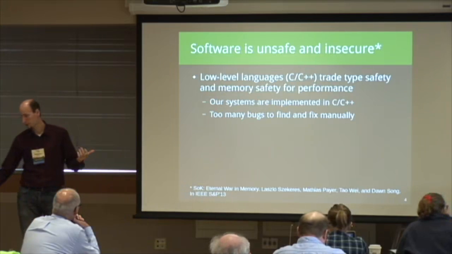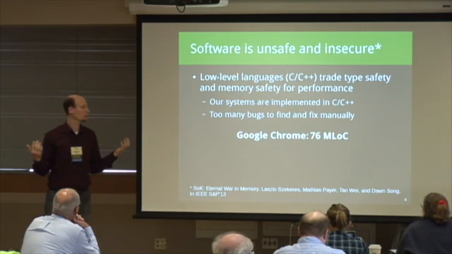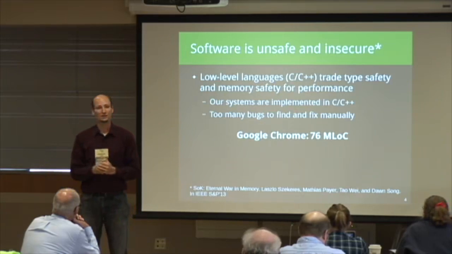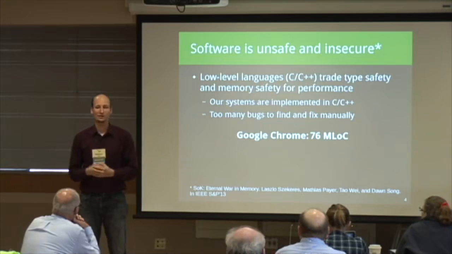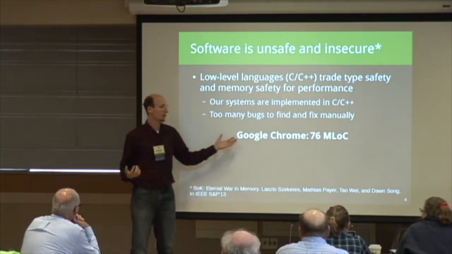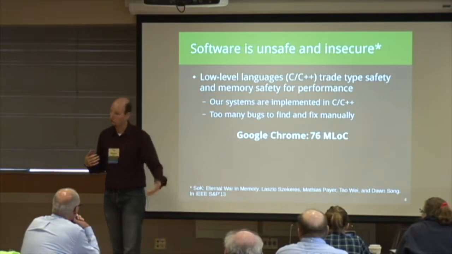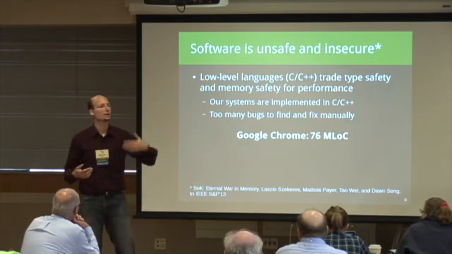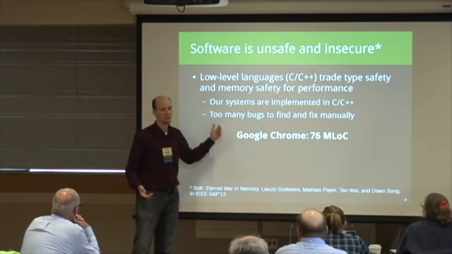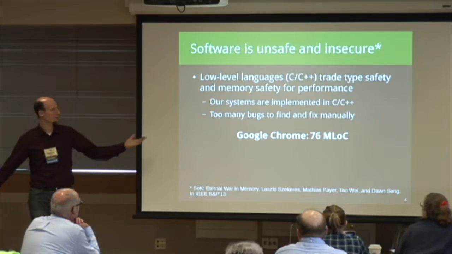Because if you think about it, for one piece of software, Google Chrome has 76 million lines of code. This is a humongous beast, and it is all implemented in C++. And while Google has very strong coding standards and enforces code reviews, testing, fuzzing, and so on, there's still a large number of vulnerabilities in these products. But it's not just Google Chrome with its 76 million lines of code that you're running.